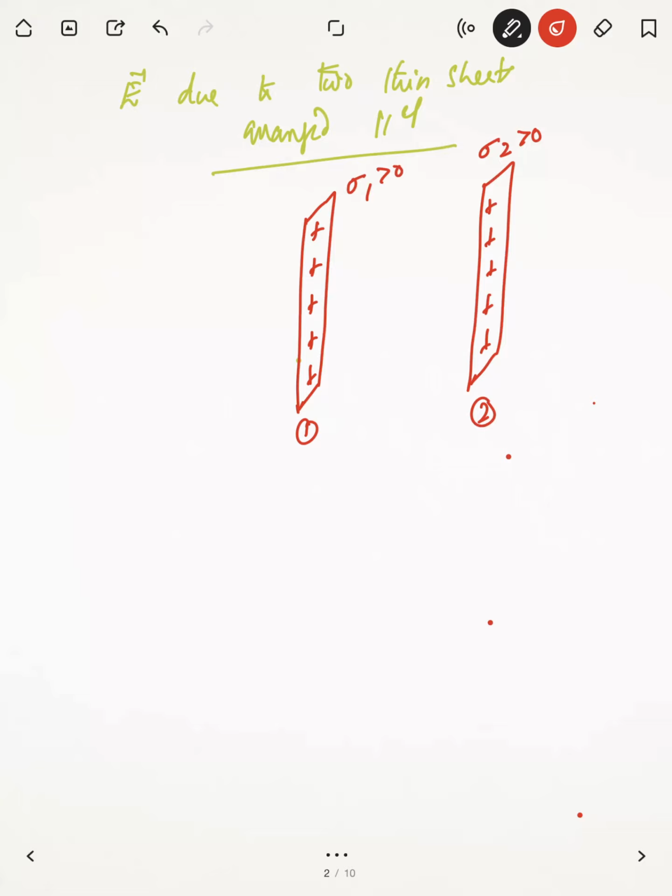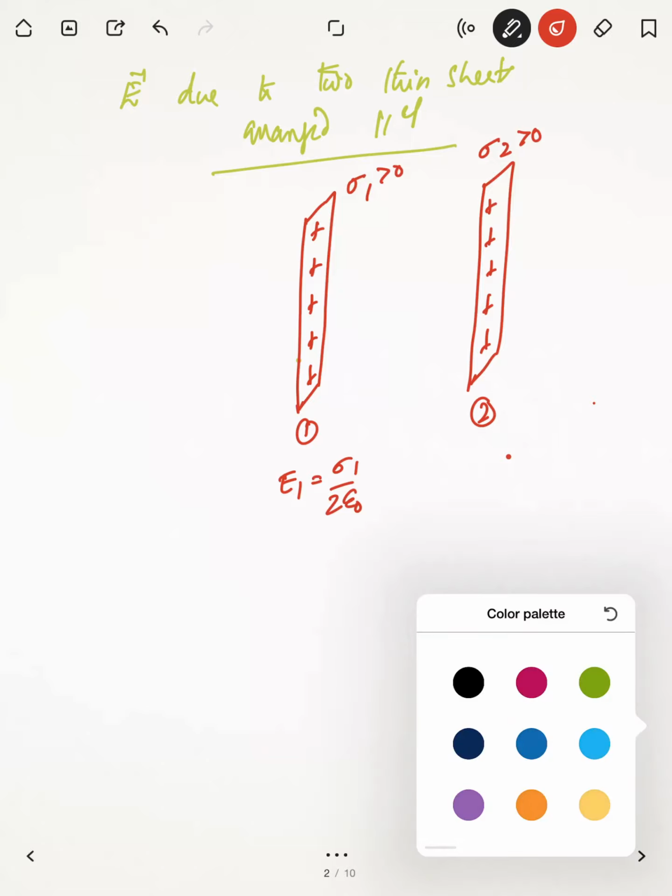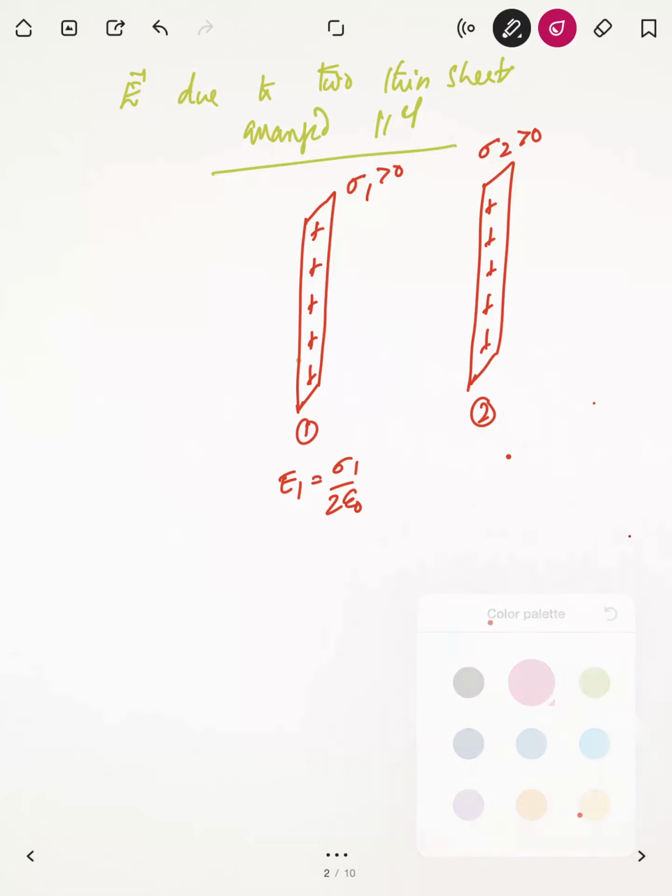At any point on the right and left, the field produced by the first sheet is E1 equal to sigma 1 by 2 epsilon 0. Its value remains the same on right or left, anywhere. The field produced by the second sheet, E2, is equal to sigma 2 divided by 2 epsilon 0. Its value also remains the same on the right side and left side. So the first one produces its field, and the second one also produces its field.